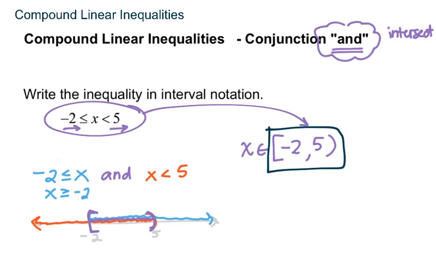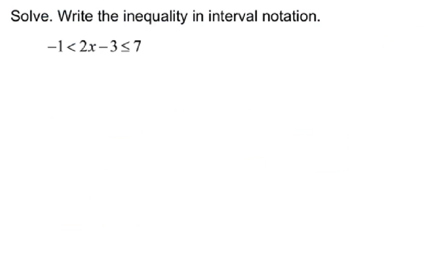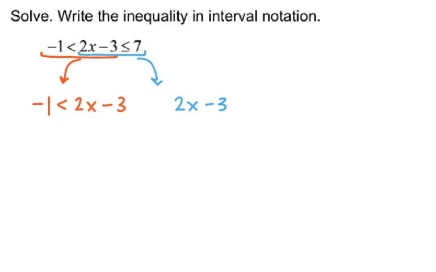Let's look at one other conjunction example. So for this example, we have a more complicated linear inequality written in conjunction. Again, you see we've got two pieces. X is on the left and on the right inequality. So this is really why it's important for us to think about separating. So we have -1 is less than 2x minus 3. And then my other inequality I'm dealing with here is 2x minus 3 is less than or equal to 7.